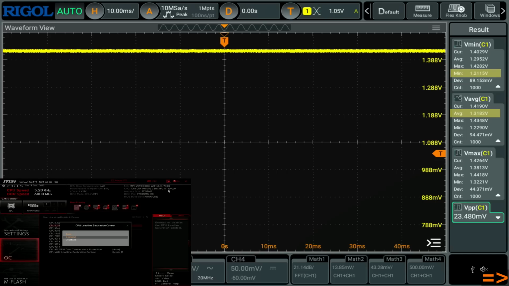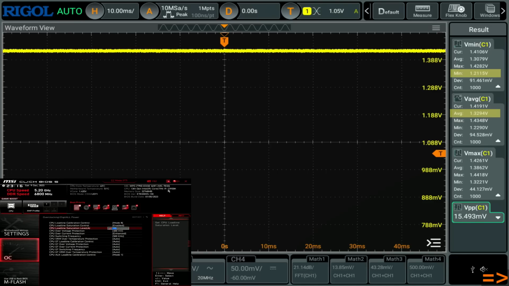Anyway, so we're going to try the load line saturation control. Wait, did I say Vcore suspension? Isn't that like an ACES feature? Man, I get this stuff mixed up. There's too many of these.